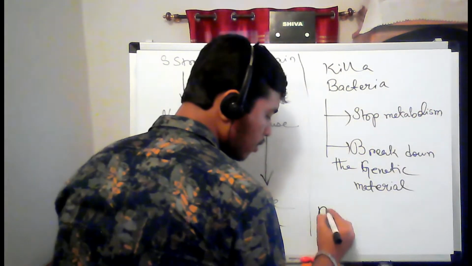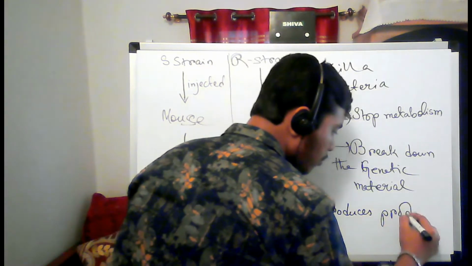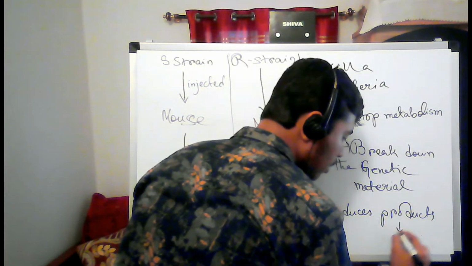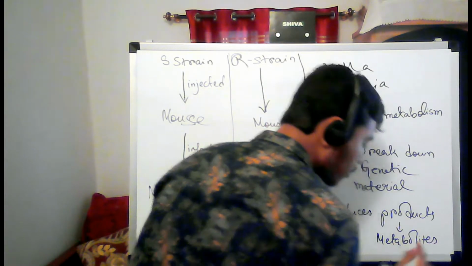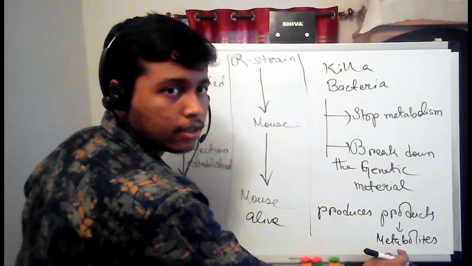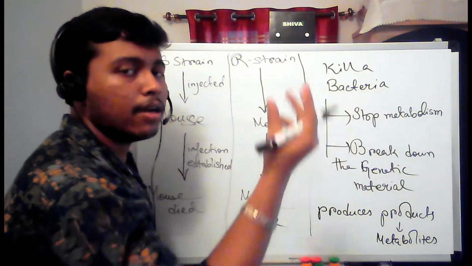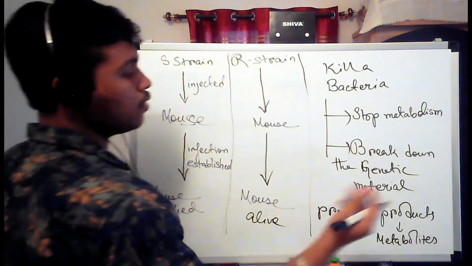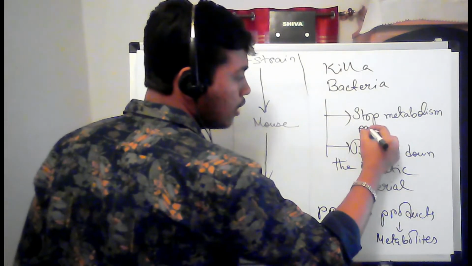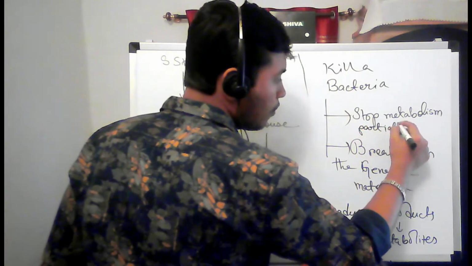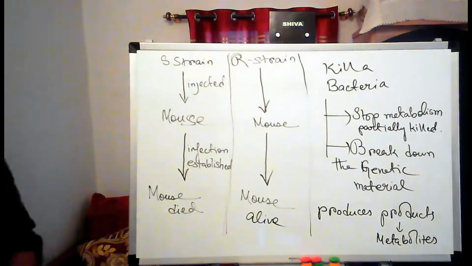Metabolism produces metabolites; the products are metabolites. So if you do not find metabolites around the bacterial colony, you would understand the bacteria might be dead. So that is what you know as partially killed. Okay, partially killing of a bacteria, partially killed.